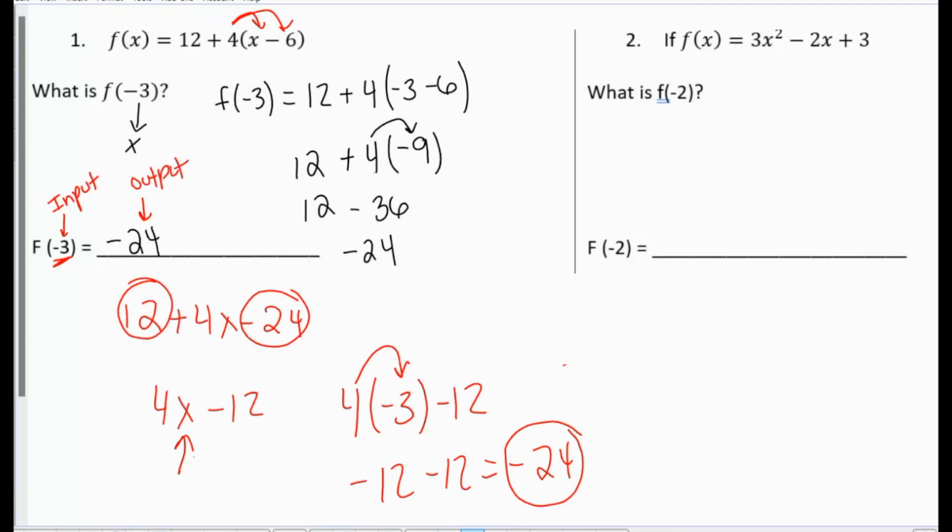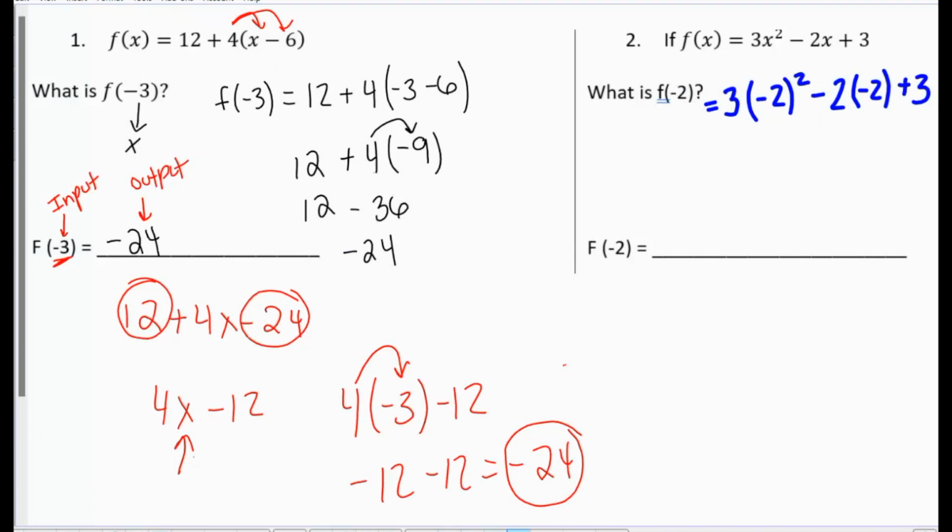All right, number 2. It says, if f of x equals 3x squared minus 2x plus 3, what is f of negative 2? So same thing, we're plugging in negative 2. So here I'm just going to do it straight away. Anywhere I see an x, I'm going to plug in negative 2. And I'm going to rewrite everything exactly the same besides the x. And this is going to give me f of negative 2. So now we just follow PEMDAS.